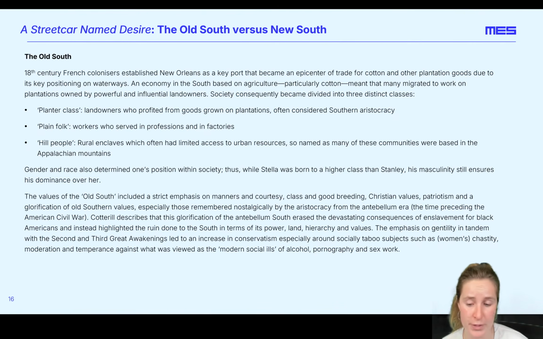Gender and race also determine one's position in society. Thus, while Stella was born to a higher class than Stanley, his masculinity still ensures his dominance over her. So there is that class tension again, but ultimately Stanley wins over.